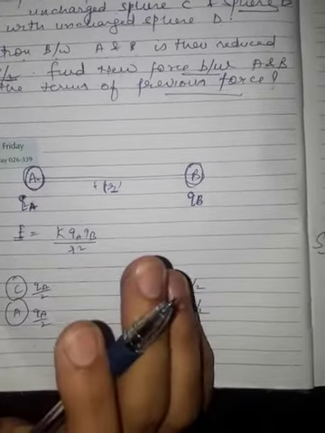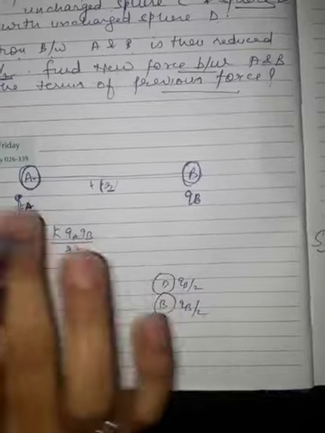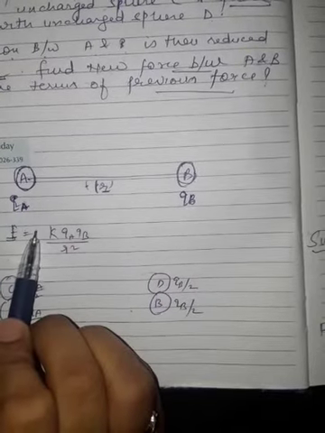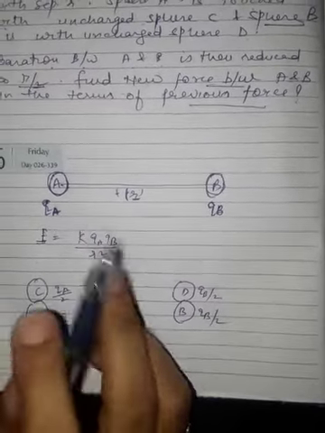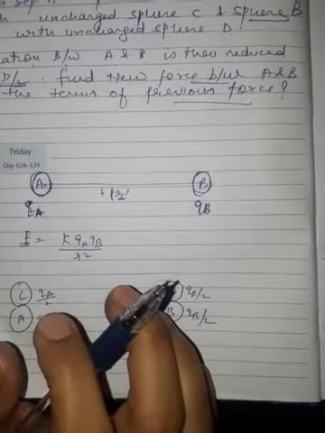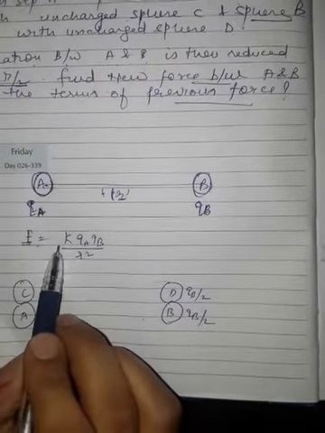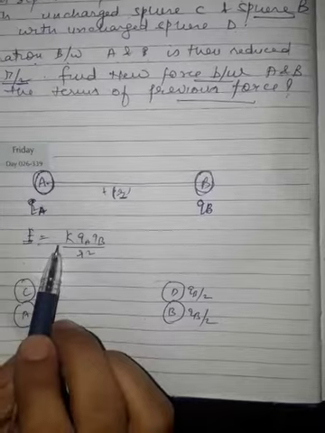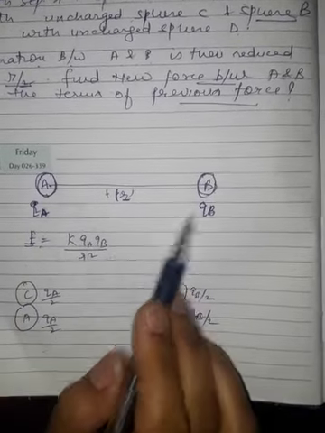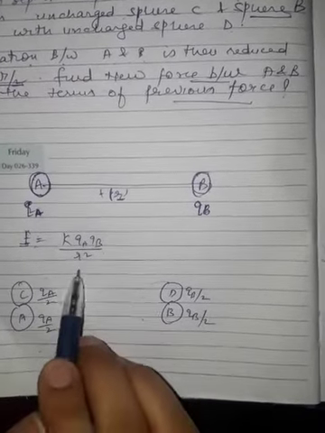K is 1 upon 4 pi epsilon naught, but the system of units is not given, so you are not sure whether to take K as 1 or 1 upon 4 pi epsilon naught. So you will simply put it as K. F is equal to K, Q1 that is QA, into Q2 that is QB, upon distance square.